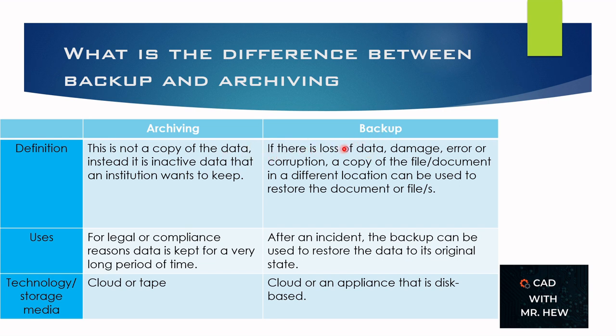If there's loss of data, damage, error, or corruption, a copy of the file or document in a different location can be used to restore the documents or files. Uses for archiving. For legal or compliance reasons, data is kept for a very long time. Let's look at the uses of backup. After an incident, the backup can be used to restore the data to its original state.